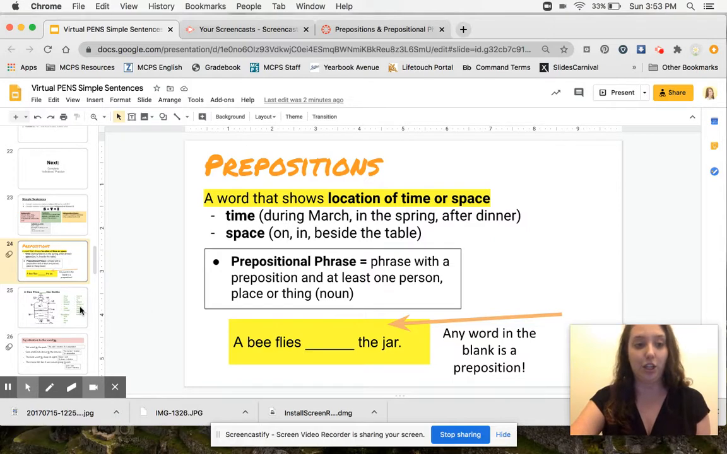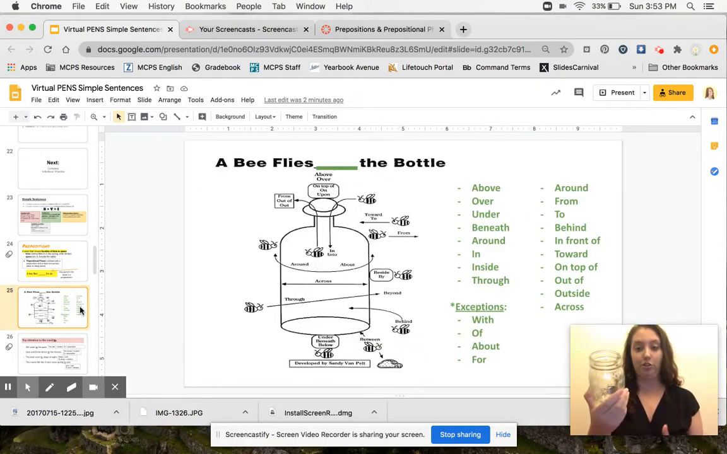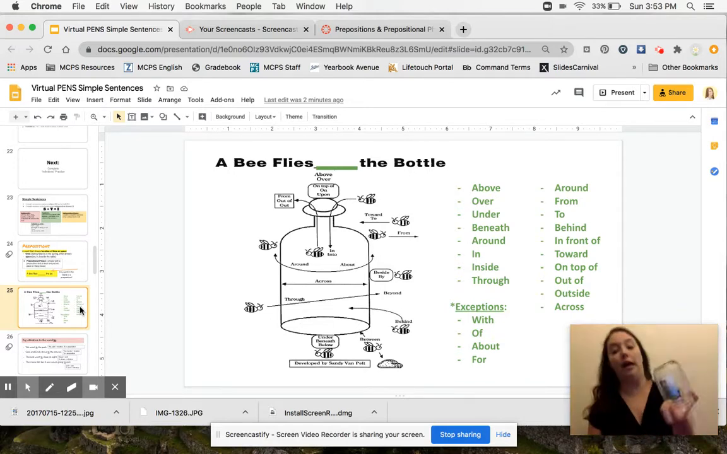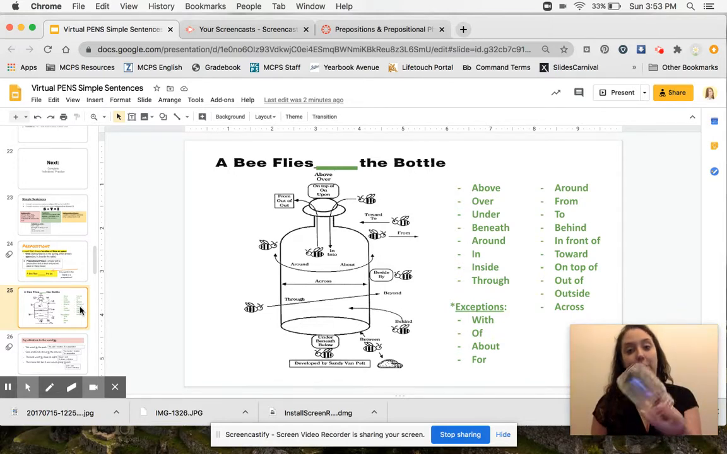But let's look at some examples. So imagine you actually have a jar or a bottle and there's a bee flying around. You want to ask yourself, where can the bee go in relationship to the jar? So the bee can go over the jar, under the jar, around the jar. It could go inside the jar. It could come outside the jar. It could fly along the jar. If the jar was empty on this side, it could go through the jar. So any word that goes in that blank space is a preposition.